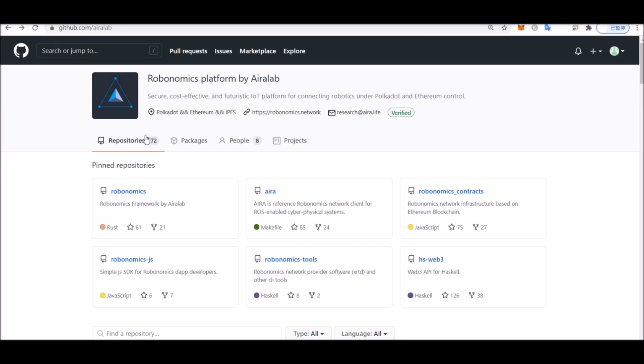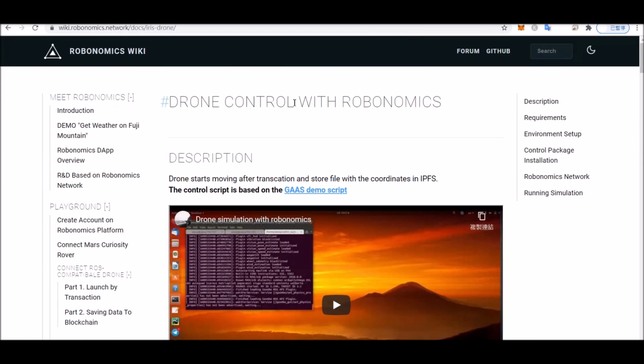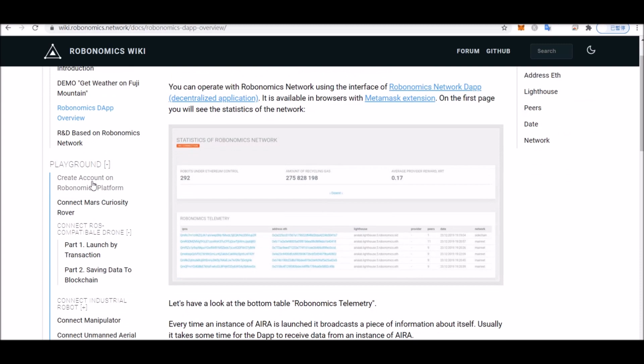And something that was very interesting to me and attractive was the fact that the GitHub has 72 repositories, and there is an entire wiki for developers, and it walks you through step by step.